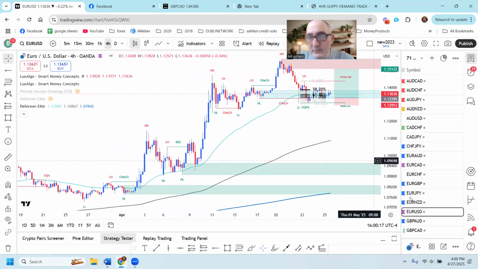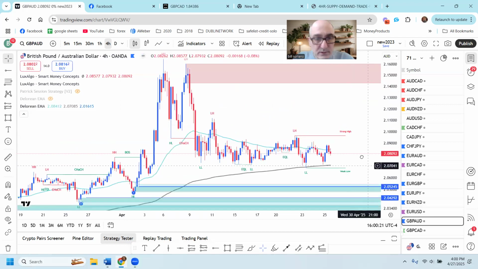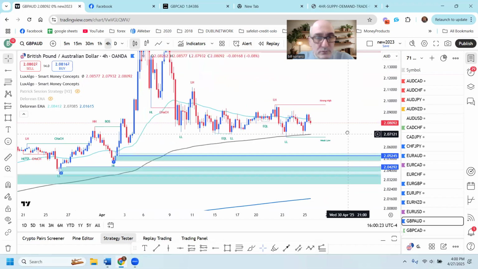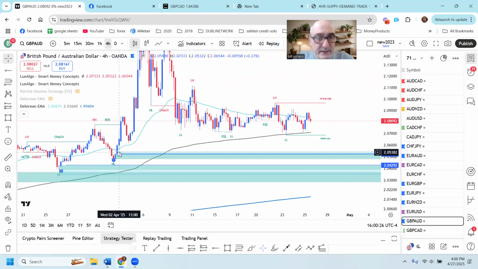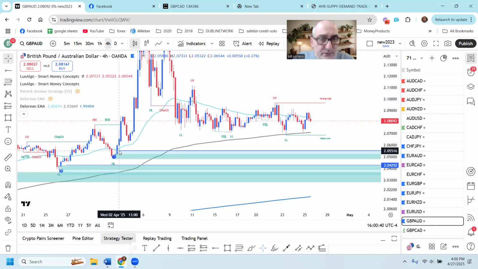EURUSD, this is the trade we're currently in. GBP-AUD, this one is bullish, and we have this zone right here identified for our demand zone. Trying to see why that alert is set. This alert should be set at the beginning of the zone right there.